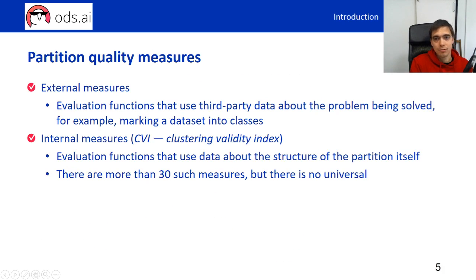An important aspect of the clustering problem is the measure of the quality of obtained partitions. There are two approaches nowadays for how we can evaluate the resulting partitions. The first approach is external measures that use third-party data about the problem being solved. For example, it can be an already known partition or some benchmarks or some other things. And the second one is internal measures. These are measures that use only the data about the structure of the partition itself. It does not rely on any external data.